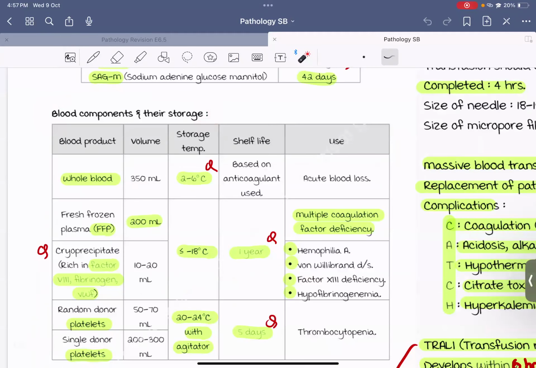Now we have some blood products and their storage. You have to remember that whole blood has a volume of 350 ml. Volume is not to be remembered. What is to be remembered is that whole blood is stored at 2 to 6 degrees Celsius. Again, repeating, whole blood has to be stored at 2 to 6 degrees Celsius, and it will be used in acute blood losses. That's obvious.